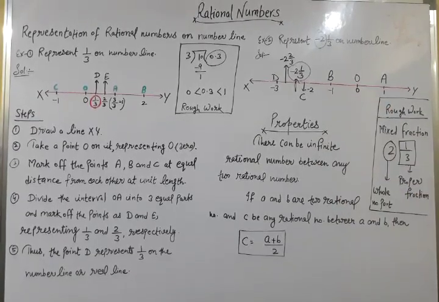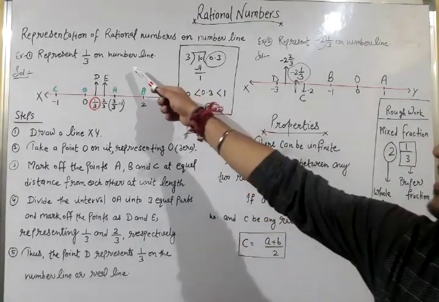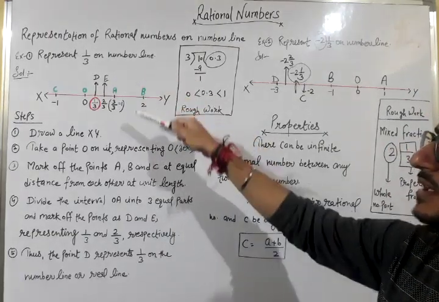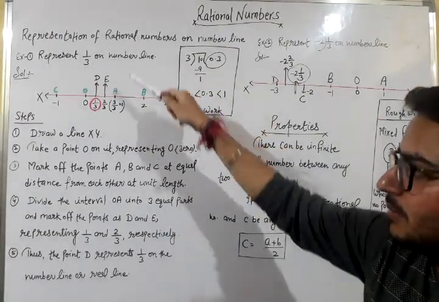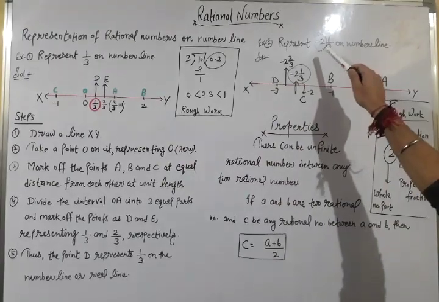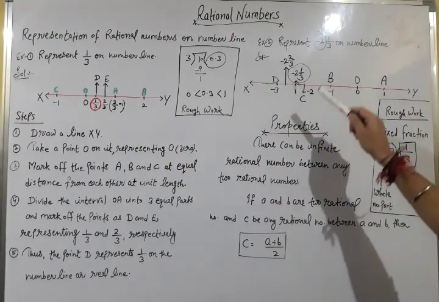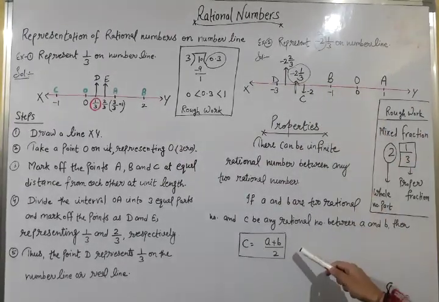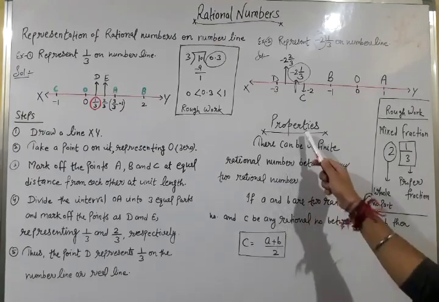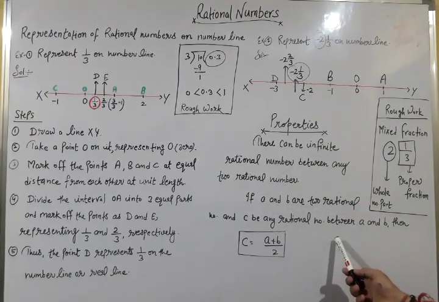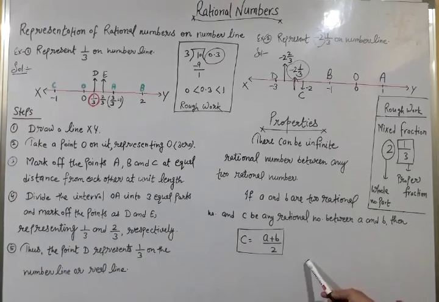So in this video, we have represented rational numbers on number line, positive rational numbers on number line, and negative mixed fraction on number line. Also, we know the formula for finding so many rational numbers between any two rational numbers.